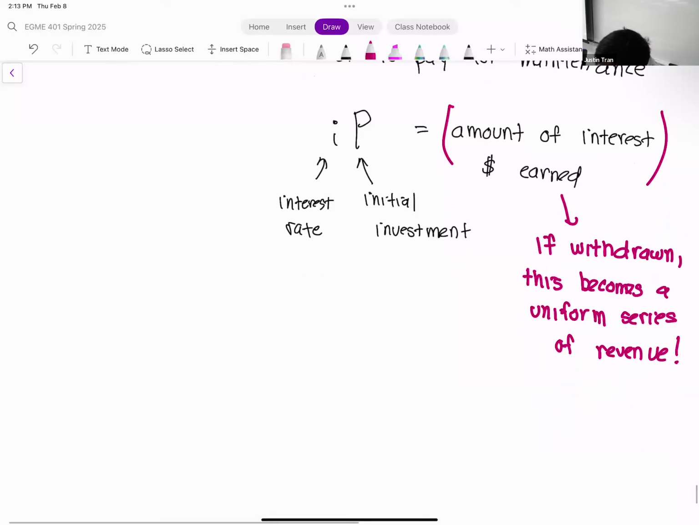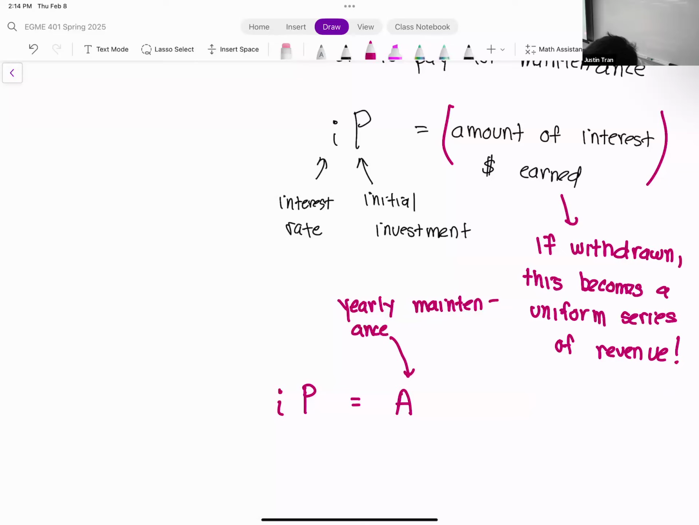And so the formula for capitalized cost is quite simple. If we take I multiplied by P, this is going to be equal to a uniform series A, where this A may represent the maintenance costs or whatever. That's how much money you would need on a regular basis in order to maintain your project.